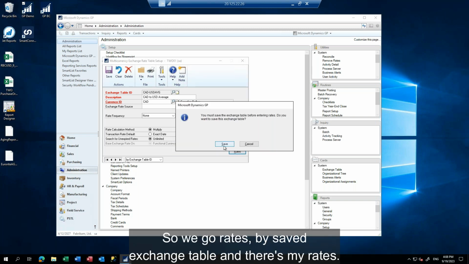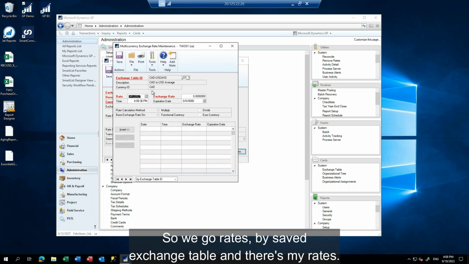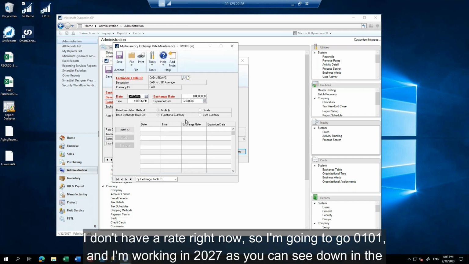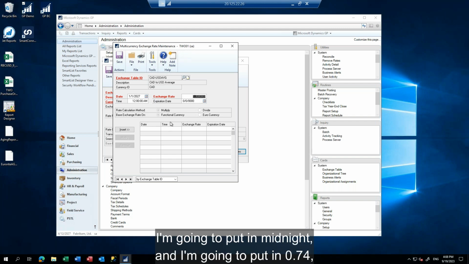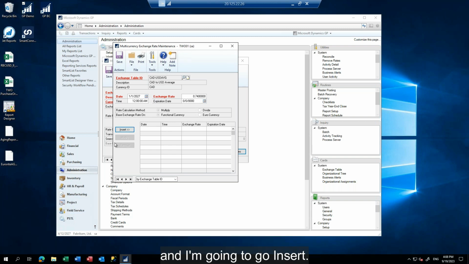So we go rates. I save the exchange table, and there's my rates. I don't have a rate right now, so I'm going to go 0101, and I'm working in 2027, as you can see down in the bottom corner. That's because my Fabricam data is all dated in 2027. I'm going to put in midnight, and I'm going to put in 0.74. And I'm going to go insert.